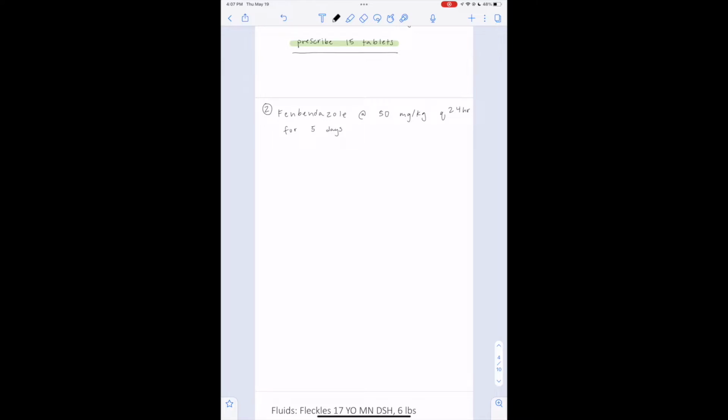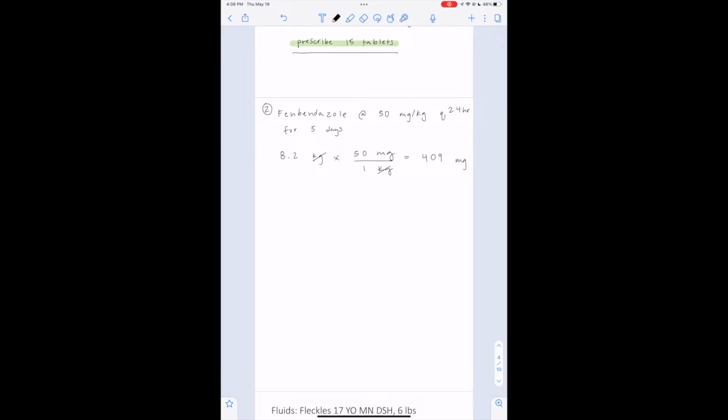You have your 8.2 kilograms. And then you're going to multiply this by the dose, which is 50 mg on top and 1 kg on the bottom. Your kgs will cancel, leaving you with 409 milligrams.